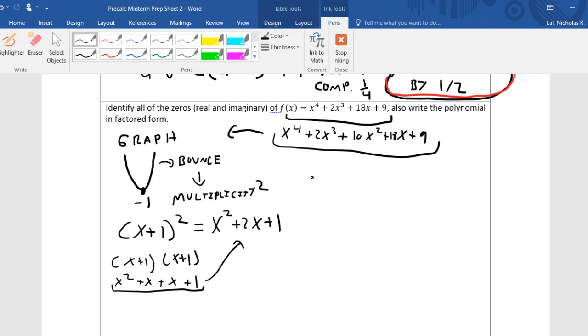I can find them by doing polynomial long division. Okay? So I can do the problem x to the 4th plus 2x cubed plus 10x squared plus 18x plus 9. Then I divide it by x squared plus 2x plus 1.